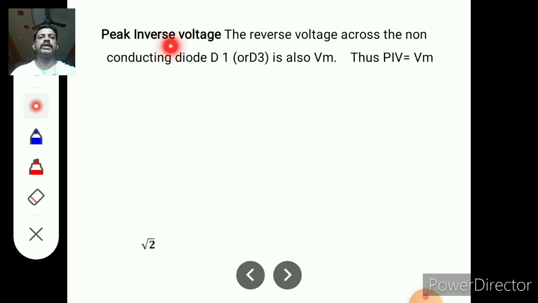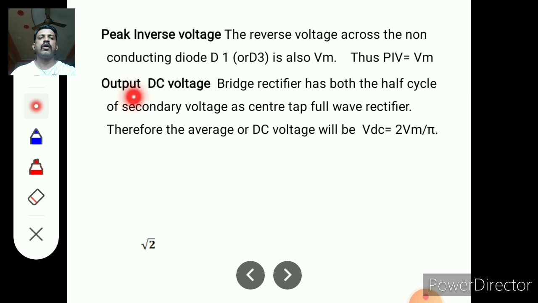Peak inverse voltage. The reverse voltage across the non-conducting diode D1 or D3 is also Vm. Thus, peak inverse voltage PIV equals Vm. Output DC voltage. The bridge rectifier uses both half cycles of the secondary voltage, as a center tap full wave rectifier does. Therefore, the average or DC voltage will be VDC equal to 2 Vm upon pi.